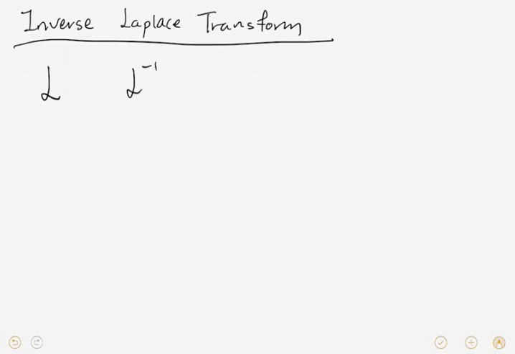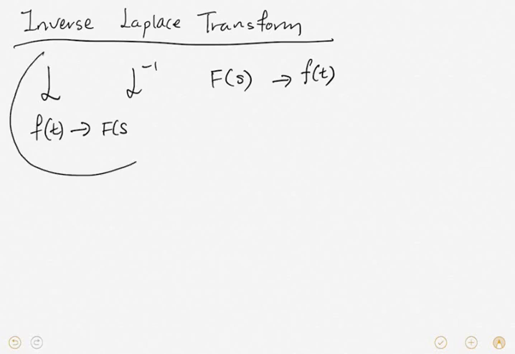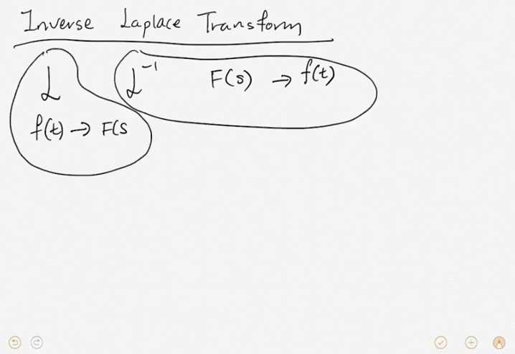We change from the S domain to the T domain. If it is Laplace transform, we change the time domain to the S domain. So this is the difference between Laplace transform and inverse Laplace transform. Now let's look at the example. Inverse Laplace transform of 8 over S. So how to solve this?